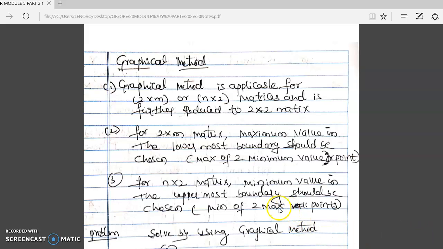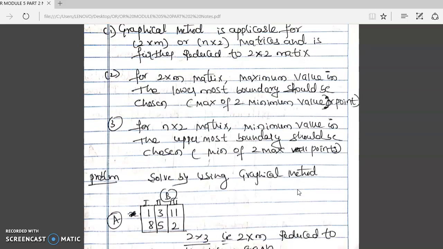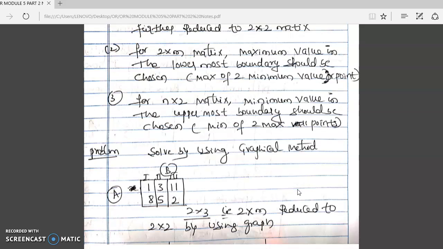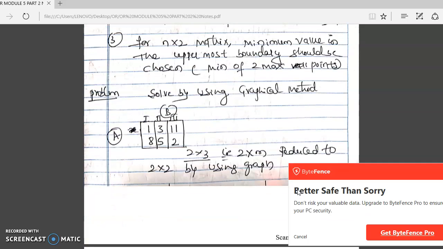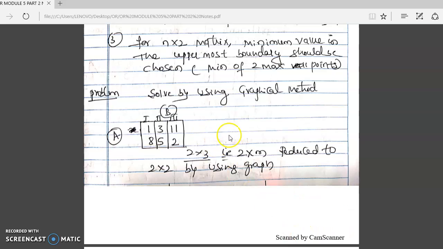Once we get the 2 by 2 matrix, we transpose back to the n by 2 game, then apply the arithmetic method and solve to get the final value. So today we'll see the first example on the graphical method.